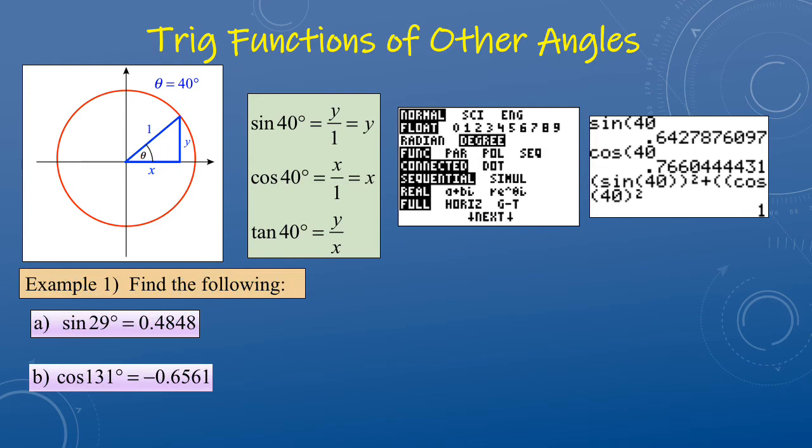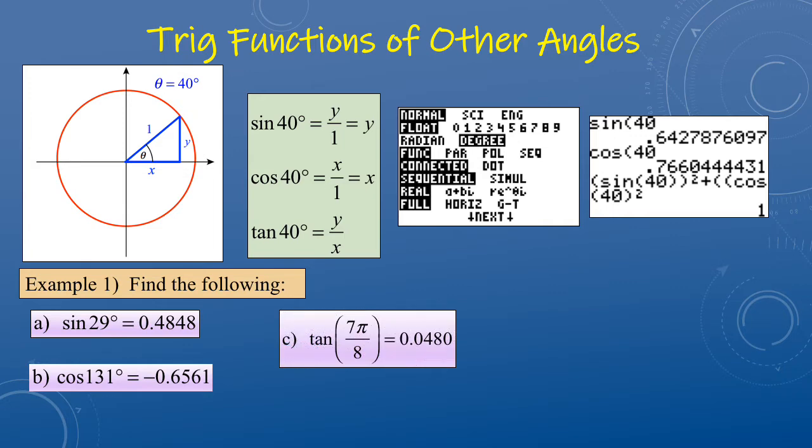So let's find the trig functions of some angles. Start with the sine of 29 degrees. Punch that into your calculator and you should get 0.4848. Try the cosine of 131 degrees. You should get negative 0.6561. This makes sense because 131 degrees is in the second quadrant and the cosine function is negative in the second quadrant.